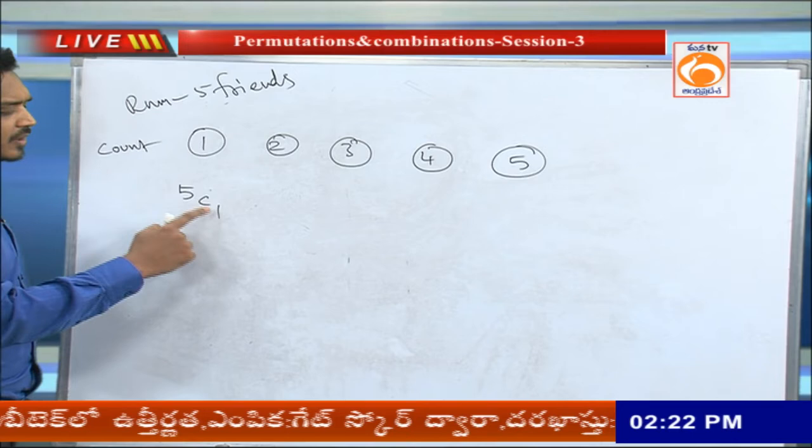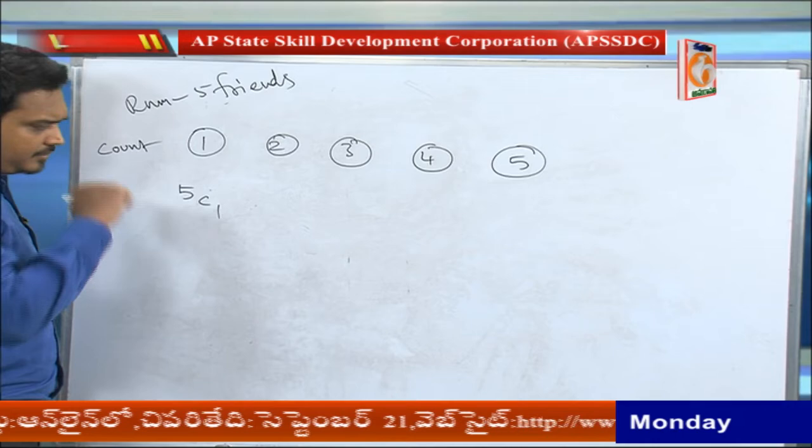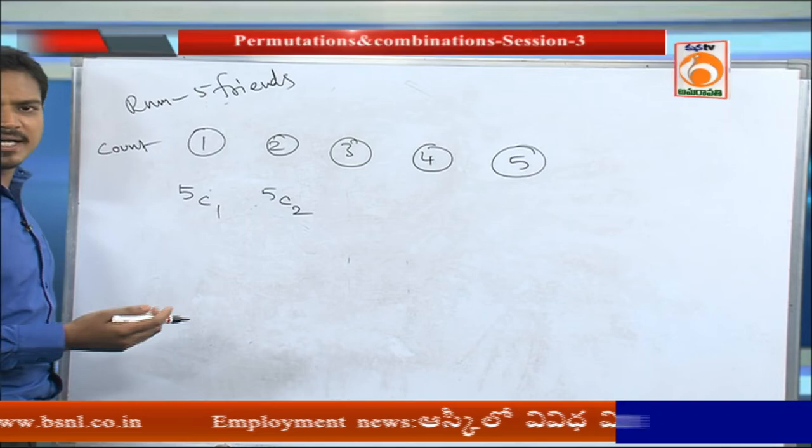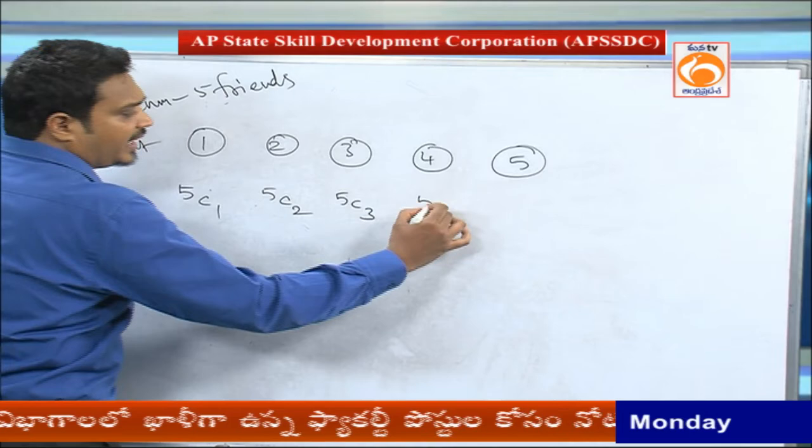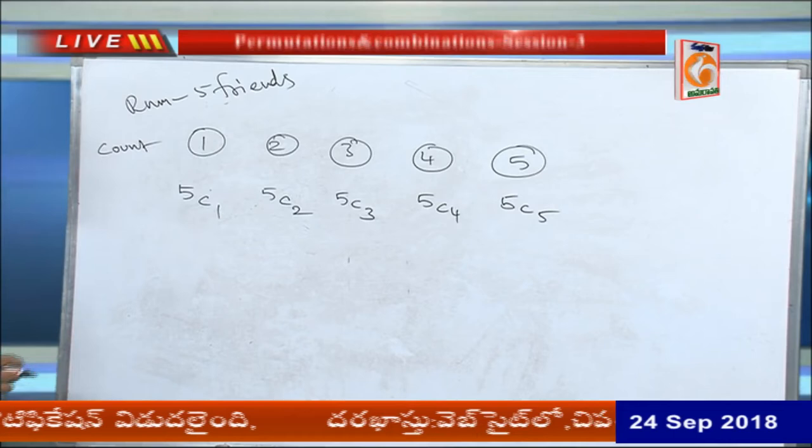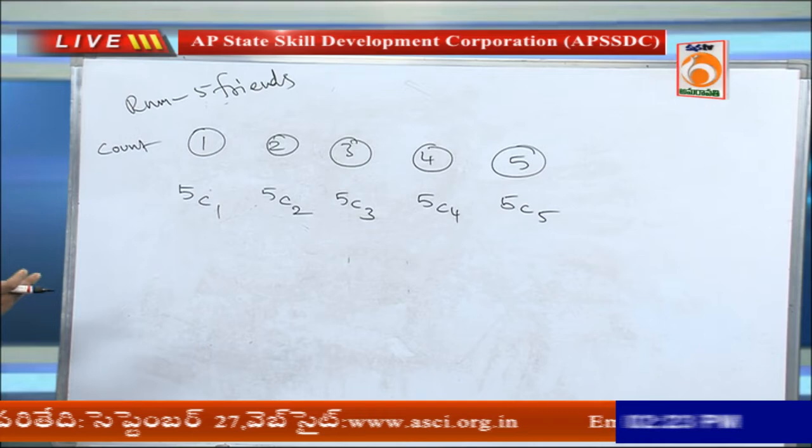Alright, let's say he can invite any two people, or he can invite any three people, or he can invite any four people, or he can invite all the five people. So it is going to be 5C1, 5C2, 5C3, 5C4, 5C5. Now let's see how this works.